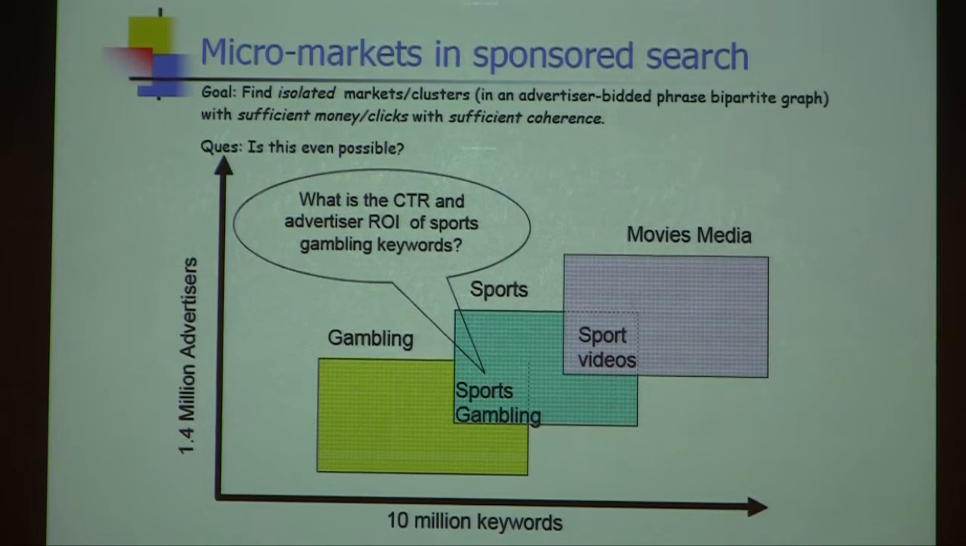All right, so the idea that people have in their mind is the following. The goal is to find isolated markets or clusters with sufficient money or clicks and sufficient coherence. So it needs to be big enough that it's worth spending your engineer's time on. Sufficient coherence that if you want to pull it out, you want it to be meaningful in some sense of the word. What's usually not asked is, is this even possible?